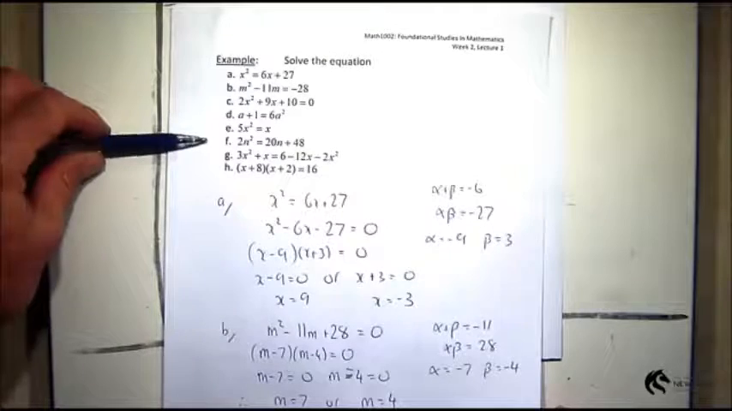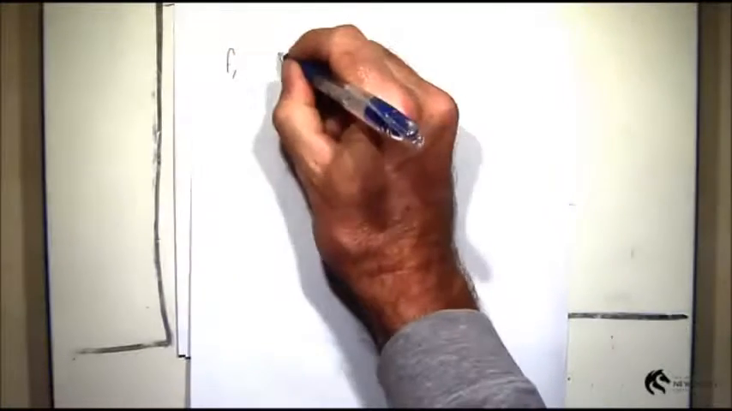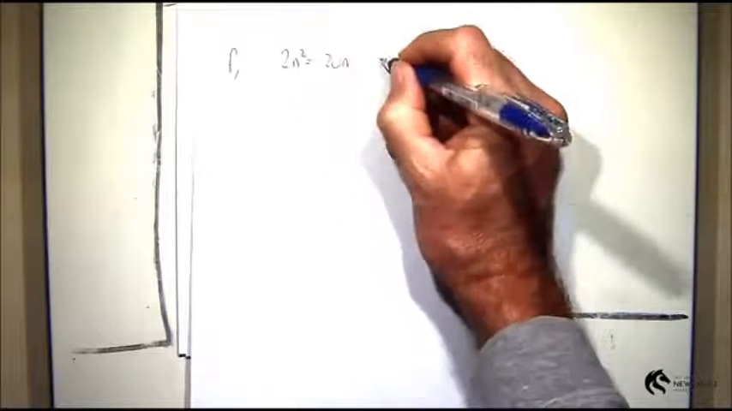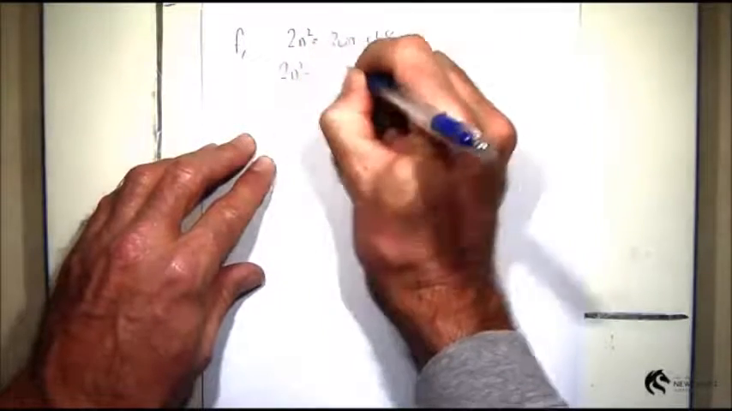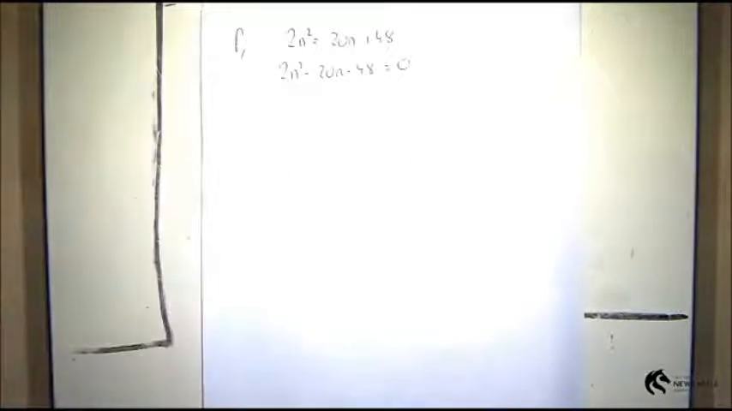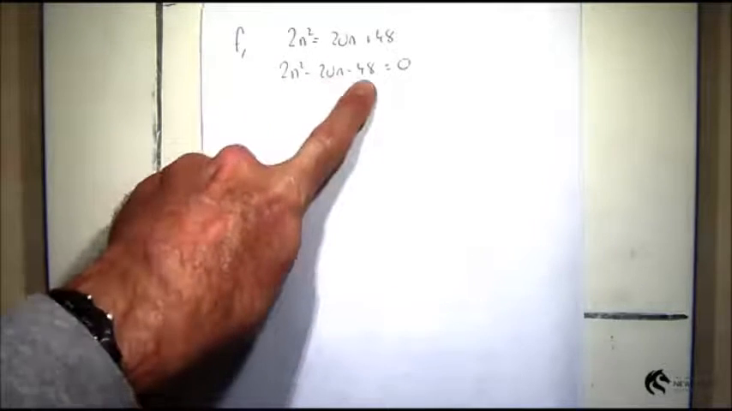So now I'm going to have a go at F here. So F says 2n squared minus 20n equals 20n plus 48. So we'll do our usual trick of putting everything onto the left-hand side. I have 2n squared minus 20n minus 48 is equal to 0. Now, I could factorise that, but my life is made a little bit simpler if I recognise the fact that 2 is common to all those terms.